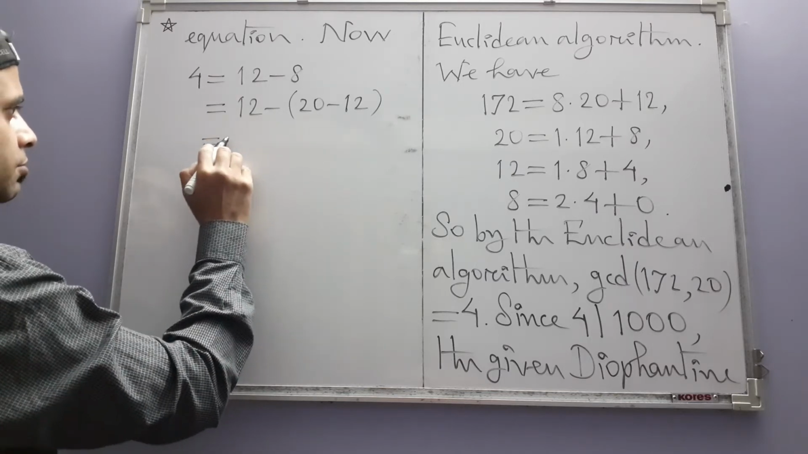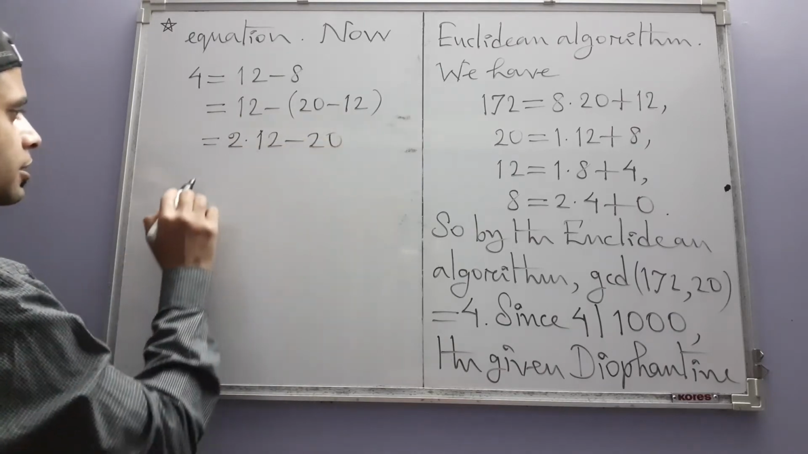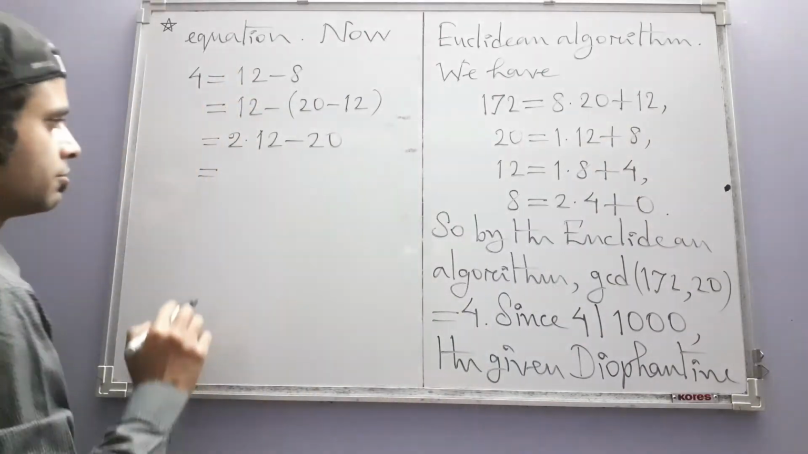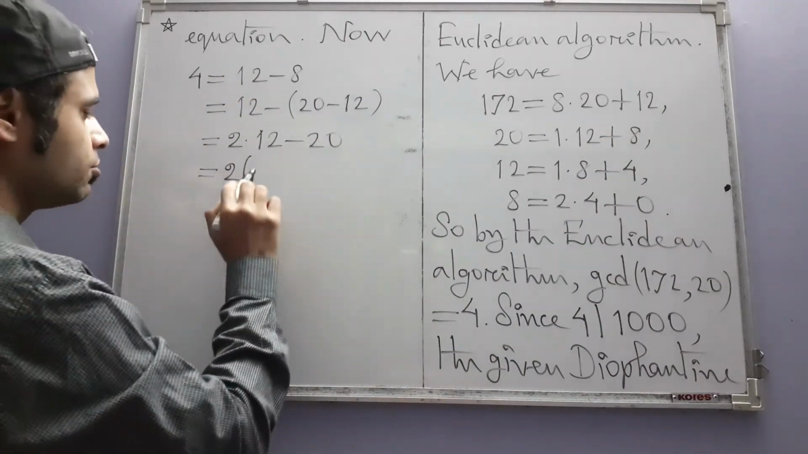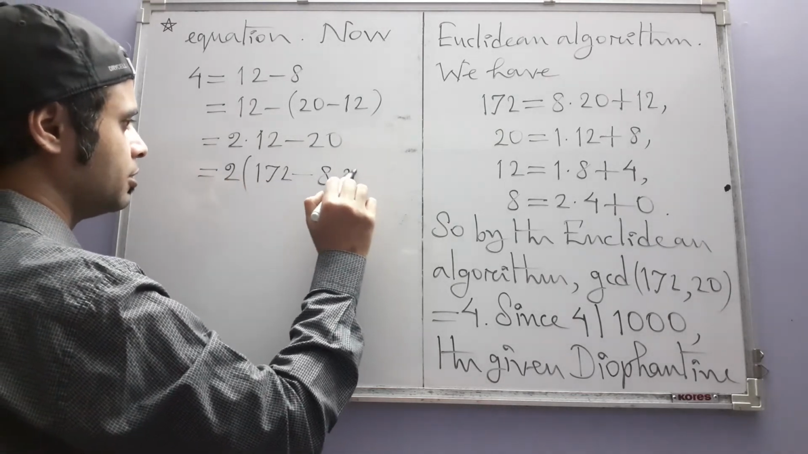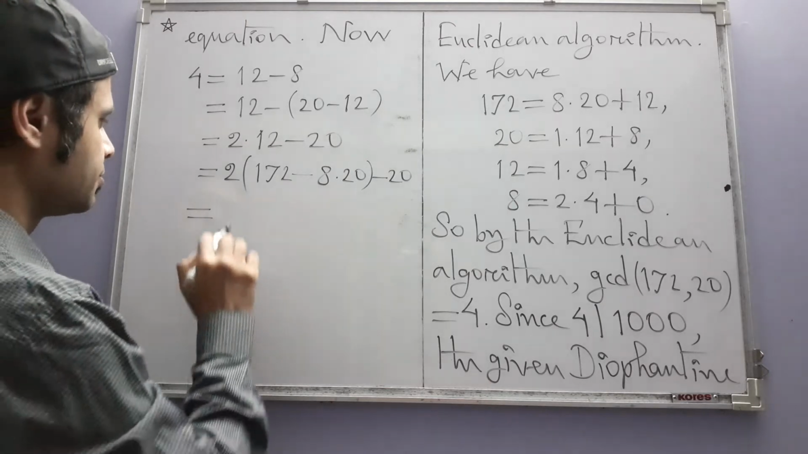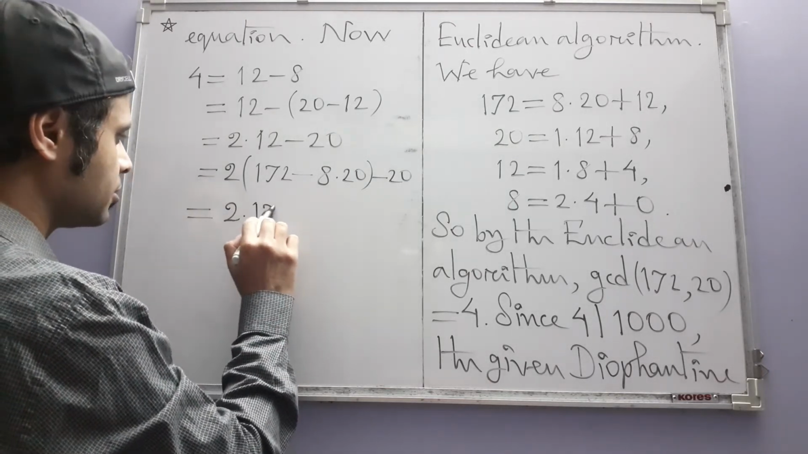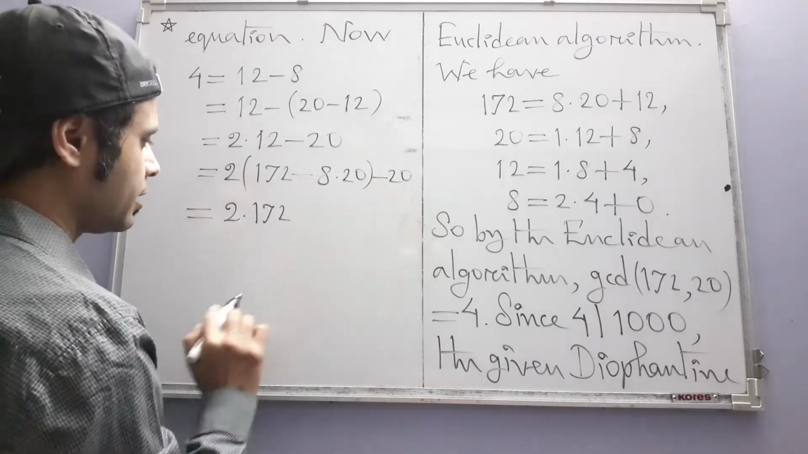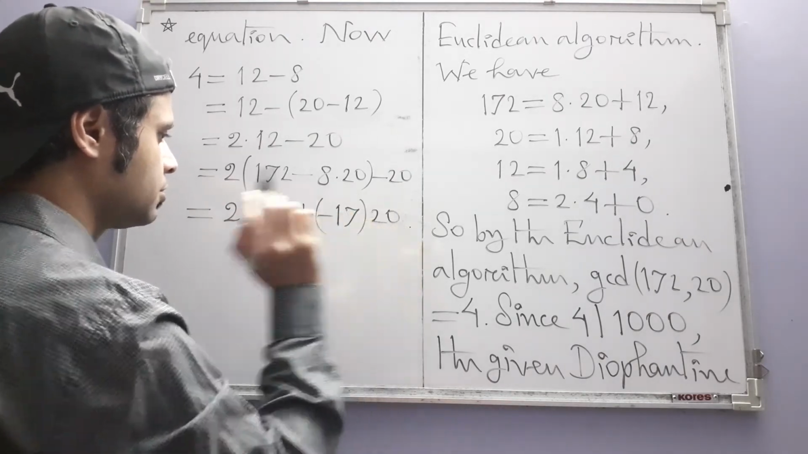So that gives you 2 times 12 minus 20. And then you write an expression for 12 from this previous equation: 2 times (172 minus 8 times 20) minus 20. That is 2 times 172 minus 16 and another minus 1, so minus 17 times 20.